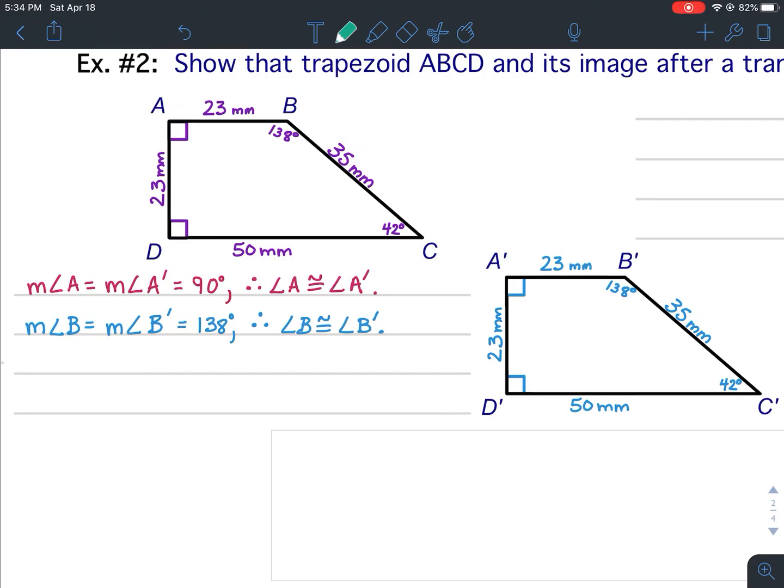Let's look at angle C and C prime. Both angles measure 42 degrees. So the measure of angle C equals the measure of angle C prime, and both equal 42 degrees. Therefore, angle C is congruent to angle C prime.